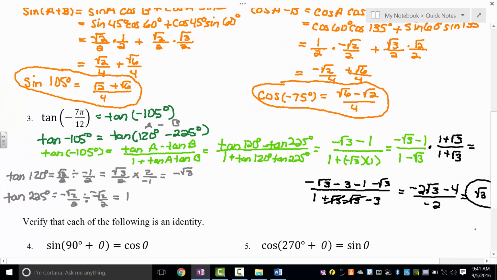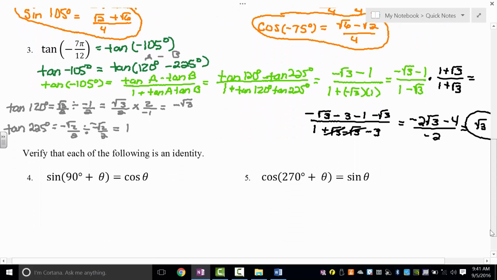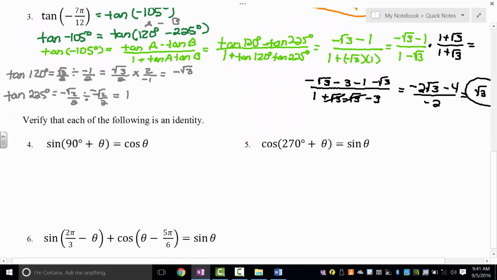All right, our next part of the notes, we are going to verify that each of the following is an identity. These are much easier identities than the identities that we had to prove last week. You'll like these much better. So we have sine of 90 degrees plus theta equals cosine theta. So we are going to prove that by using the sine of A plus B formula. So let me write that here.